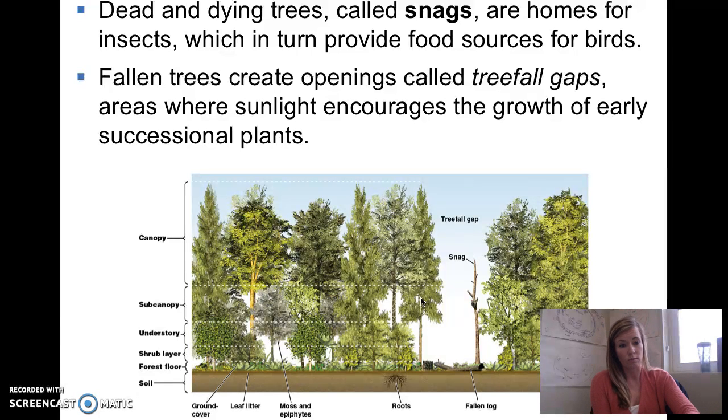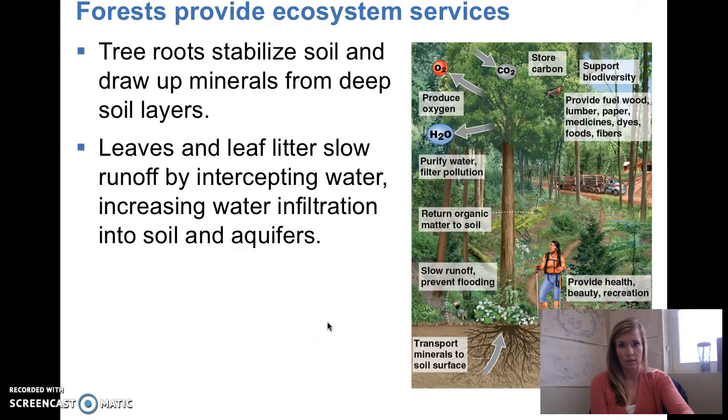However, old growth forests are home to a lot of endangered or threatened species because there are much fewer old growth forests these days because we've been cutting them down. So younger forests are more common than old growth forests at this point.